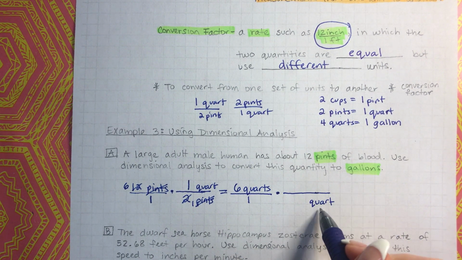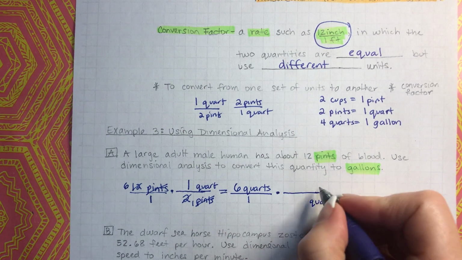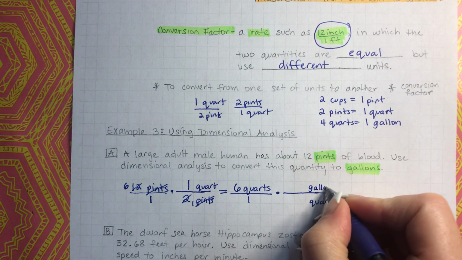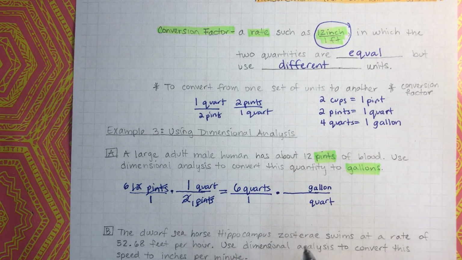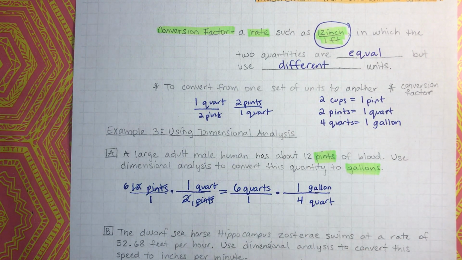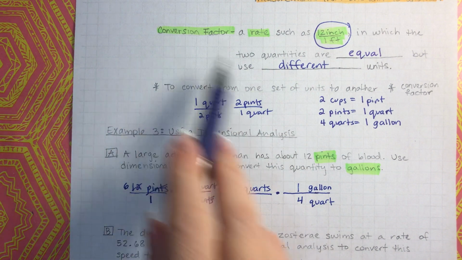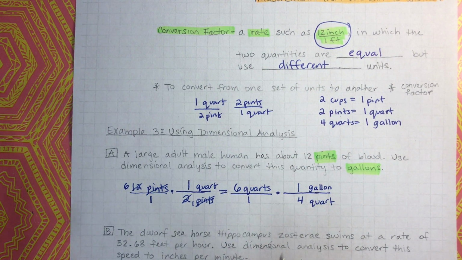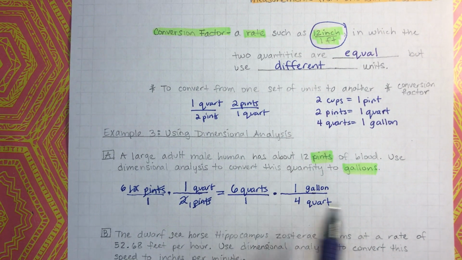And then, is there a relationship between quarts and gallons? Yes, there is. We put gallons on top. Then we write in that relationship. There's 4 quarts is equal to 1 gallon. Those two things are the same. That is our conversion factor. Now, since we have that, we just go ahead and multiply these fractions together.